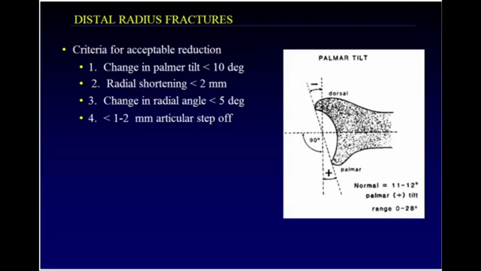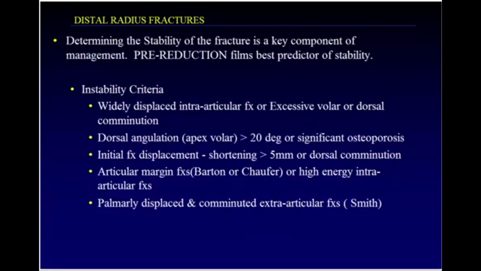If you have radial shortening greater than 2 millimeters, a change in the radial inclination greater than 5 degrees, or greater than 2 millimeters of articular step-off, these would all be indications for a more aggressive surgical intervention. Now, determining the stability of the fracture is a key component of the reduction, and the pre-reduction x-rays have been shown to be the best predictor of stability.